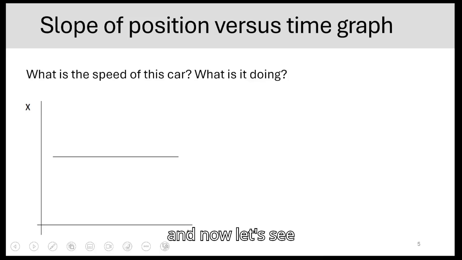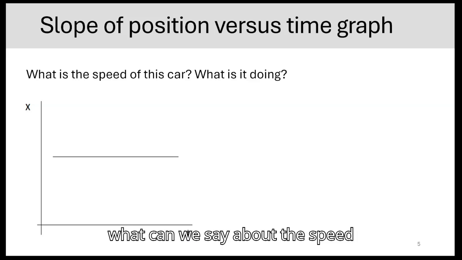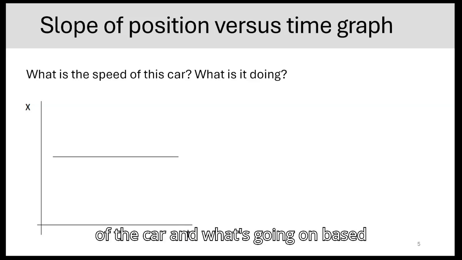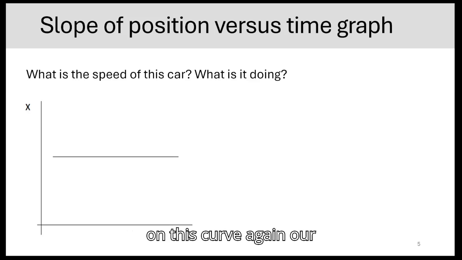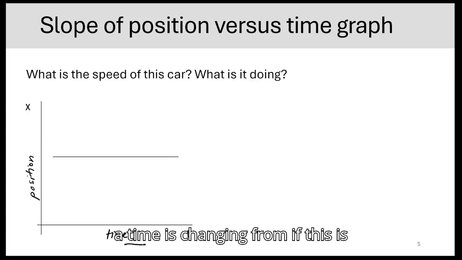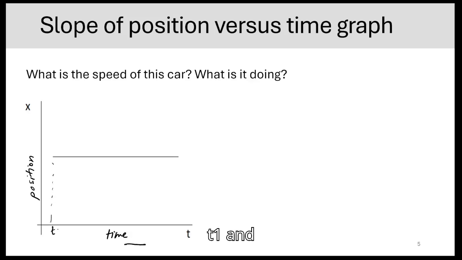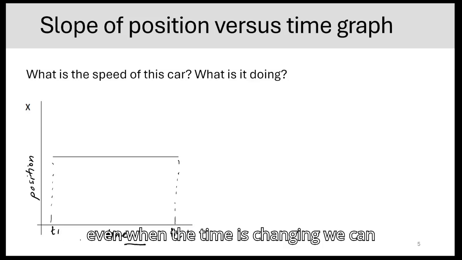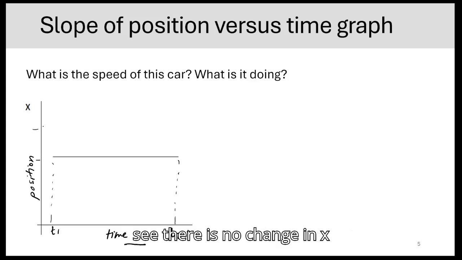And now let's see this graph and what we can say about the speed of the car and what's going on based on this curve. Again, our y-axis is position and x-axis is time. As time changes from t1 to t2, we can see there is no change in x position.